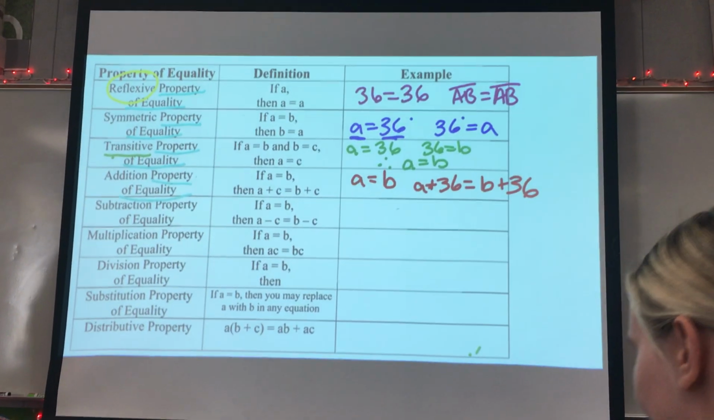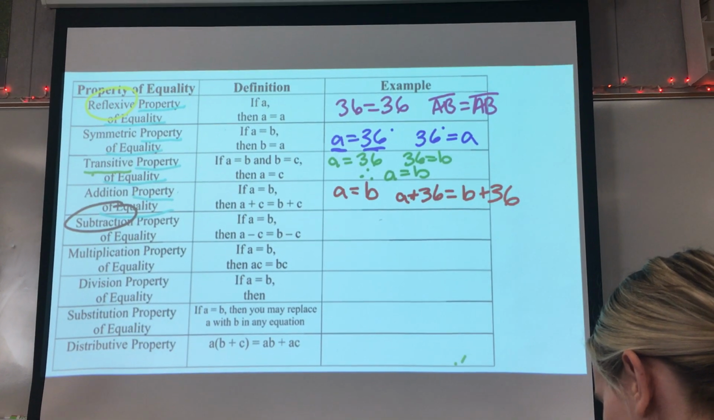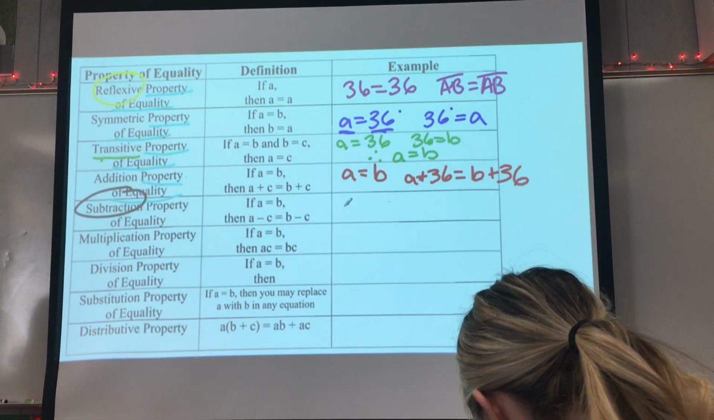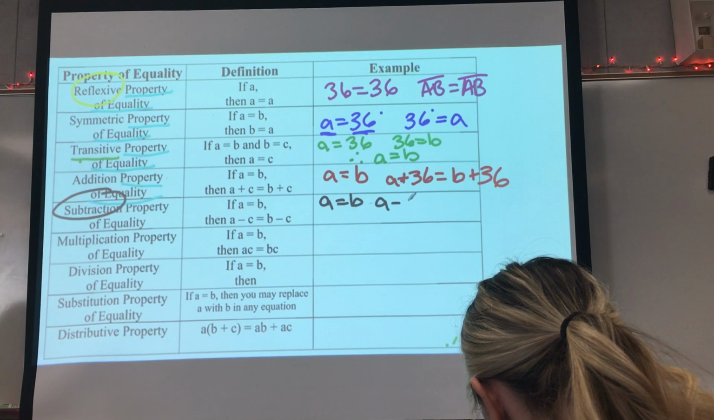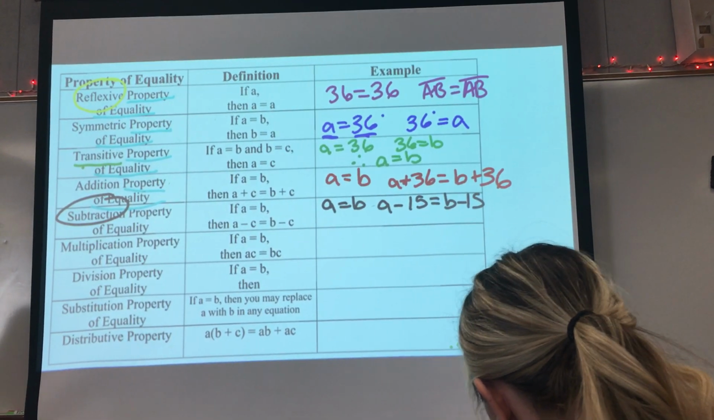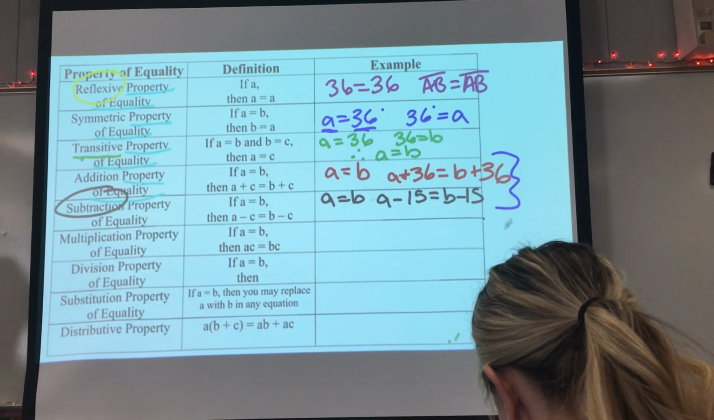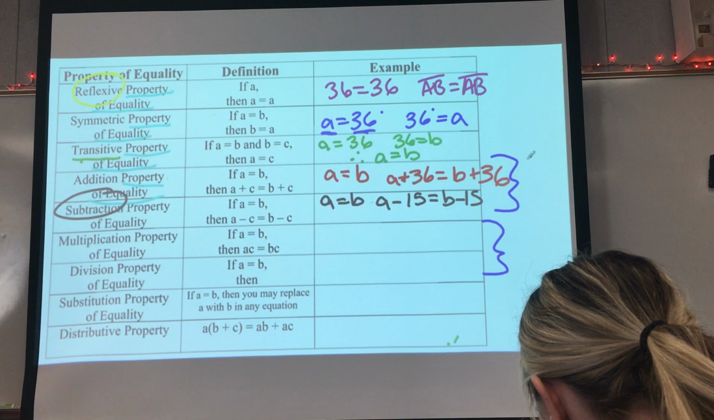All right, continuing on. Your subtraction property of equality, very, very simple, okay? All of that is stating is that if you have A is equal to B, A minus 15 is equal to B minus 15. Keep in mind for both of these, and actually for these two as well, multiplication and division, these also apply in equations.